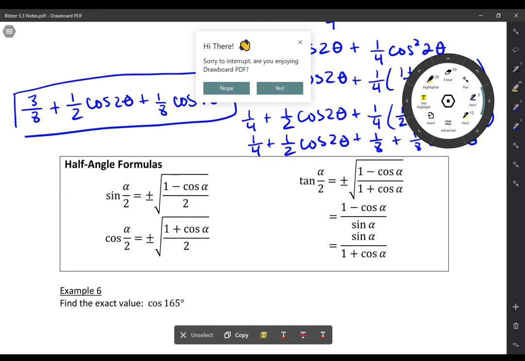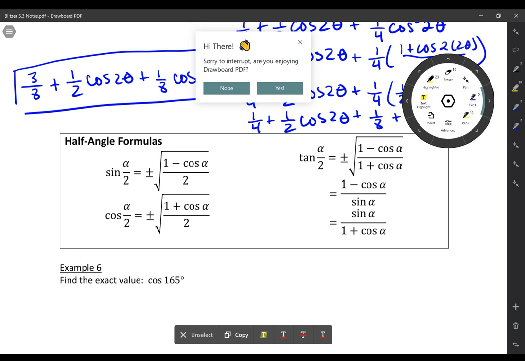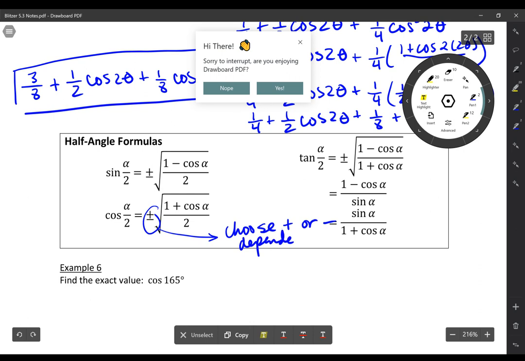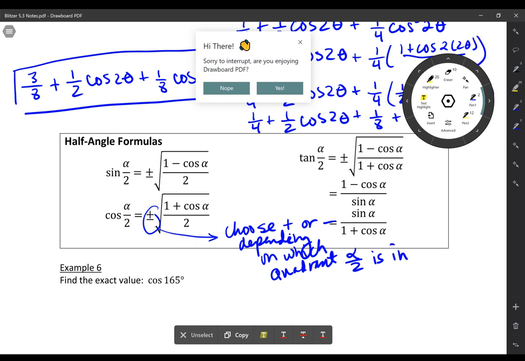And last are our half angle formulas. So half angle formulas, there's a plus or minus. You're going to choose plus or minus depending on which quadrant alpha over 2 is in. So this is the tricky part. And that's why we want to make sure that we just try one of these really quick.